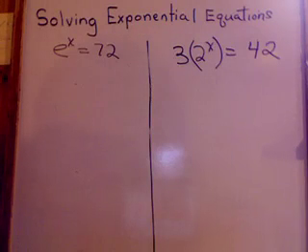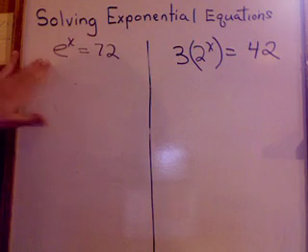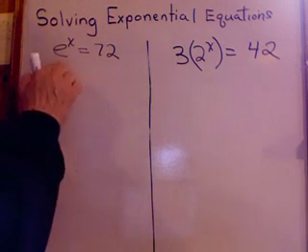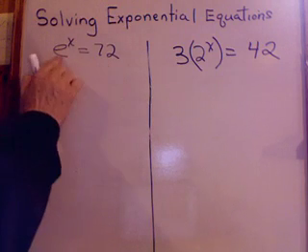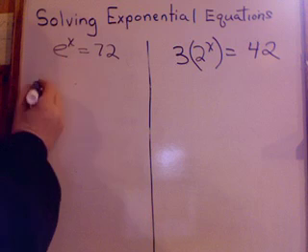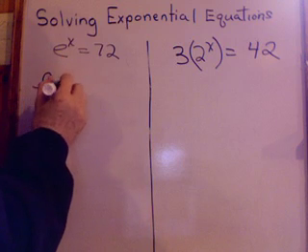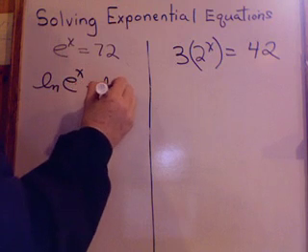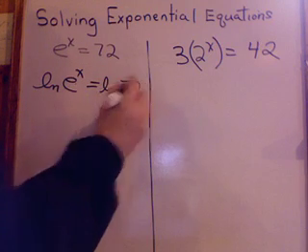Okay, I have a few examples of some exponential equations and how to solve them. All right, here's the type of equation you might get. First thing you want to do is take the natural log of both sides, since this equation has a problem in e. So if I take the natural log of e to the x equals the natural log of 72.